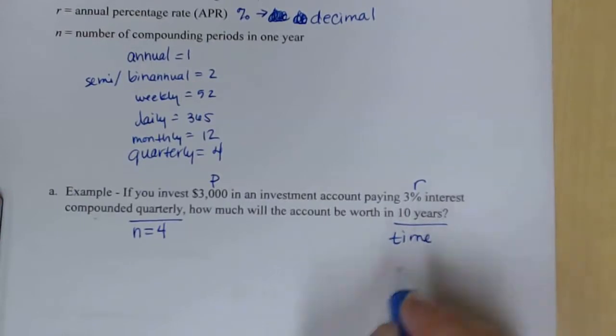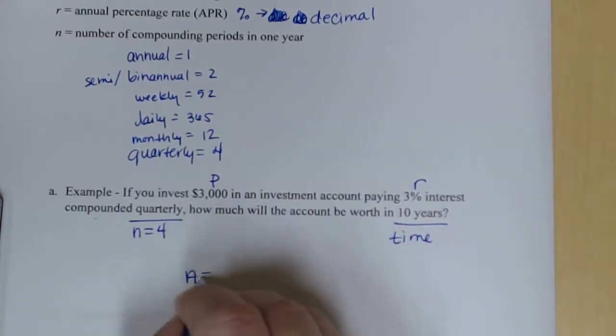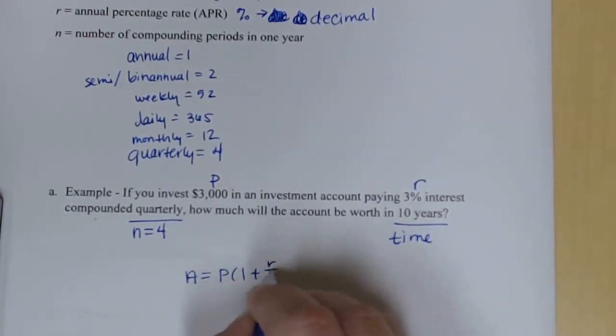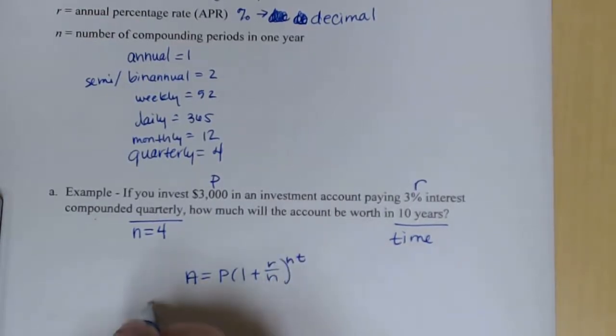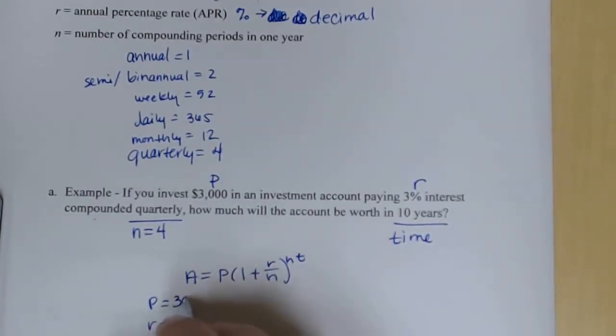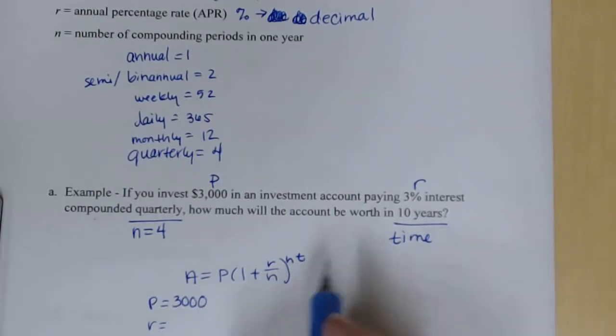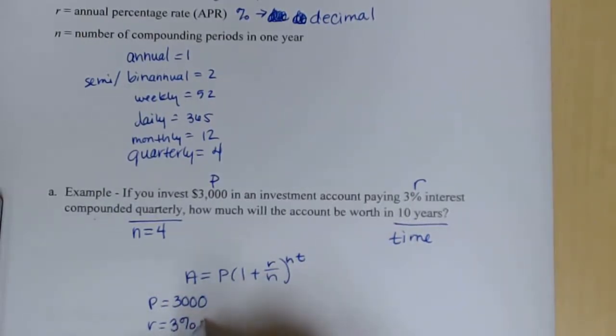There's your time. So I always like to first write my equation, identify my variables, just like what we did with our quadratic formula. So my principal is 3,000. That's the amount that I'm investing. My rate is 3%. Remember, your percent needs to be written as a decimal, so I'm going to move it 2 places to the left, so it'd be 0.03. It's compounded quarterly, so it means n would be 4. And we want to know how much it is worth in 10 years. And that is in years, so I'm going to use the 10.